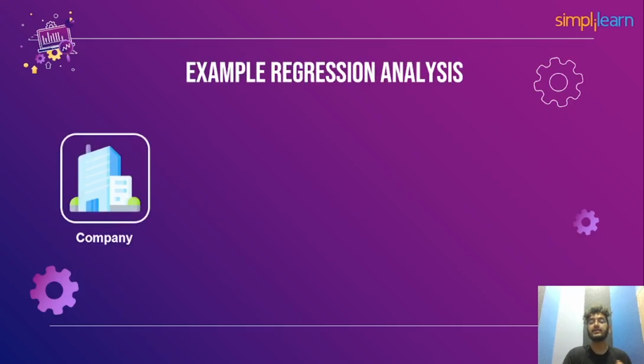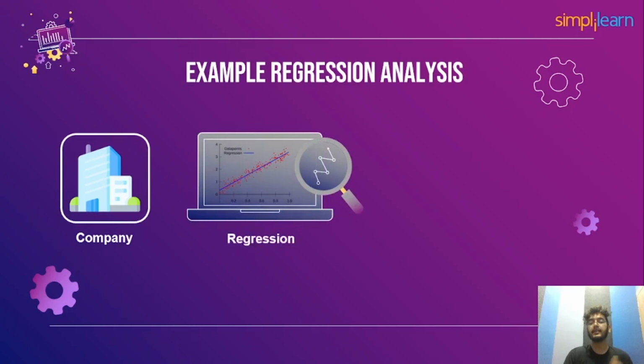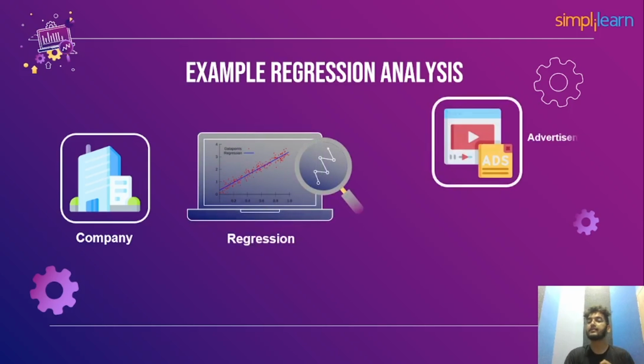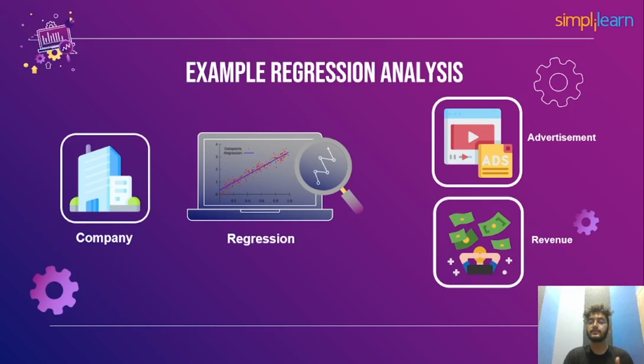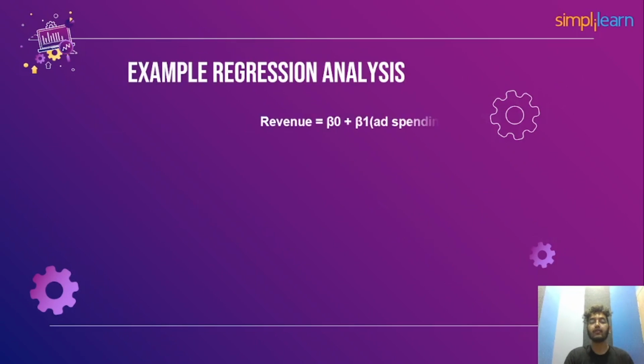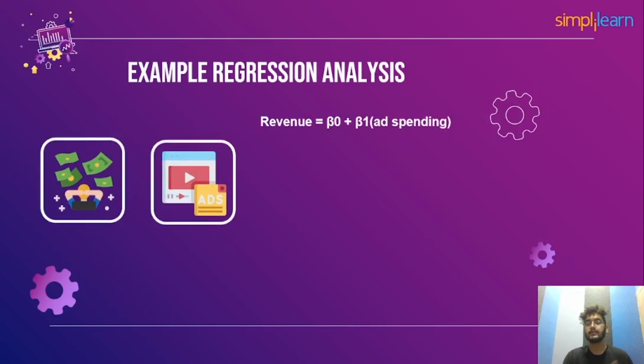Businesses frequently use linear regression to understand the relationship between advertising spending and income. For instance, they might run a simple linear model with revenue as the response variable and advertising as the predictor variable. The regression model would look like this: Revenue equals beta 0 plus beta 1 times ad spending.